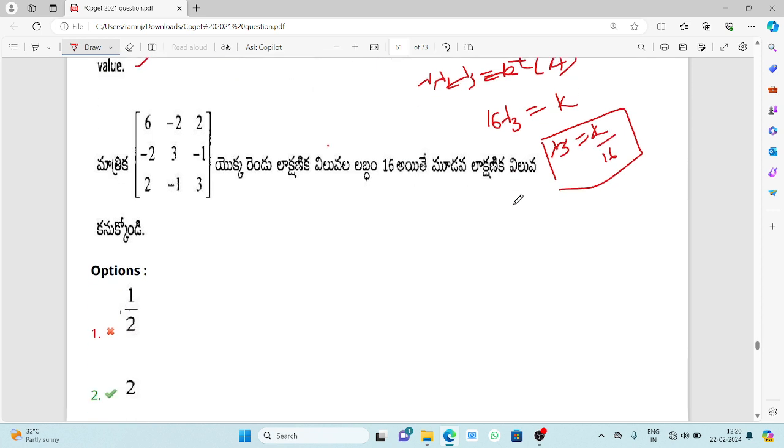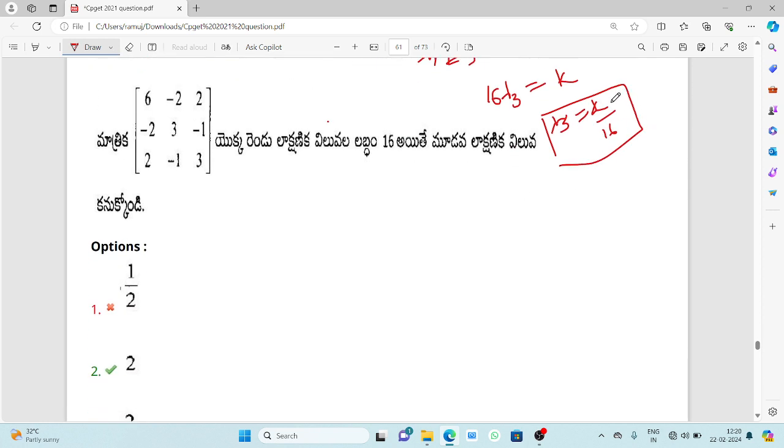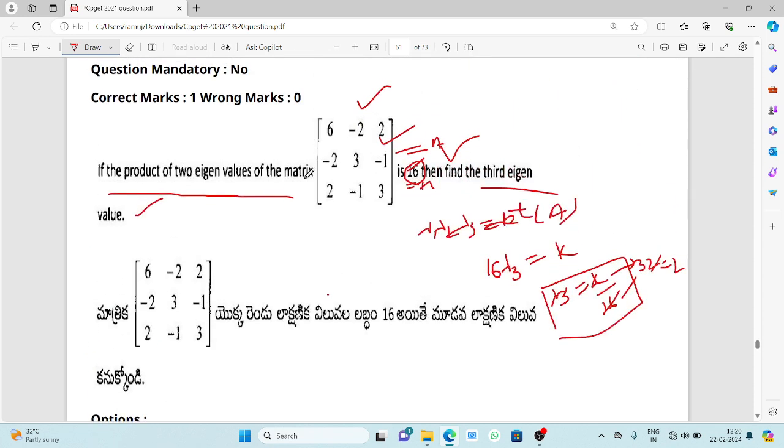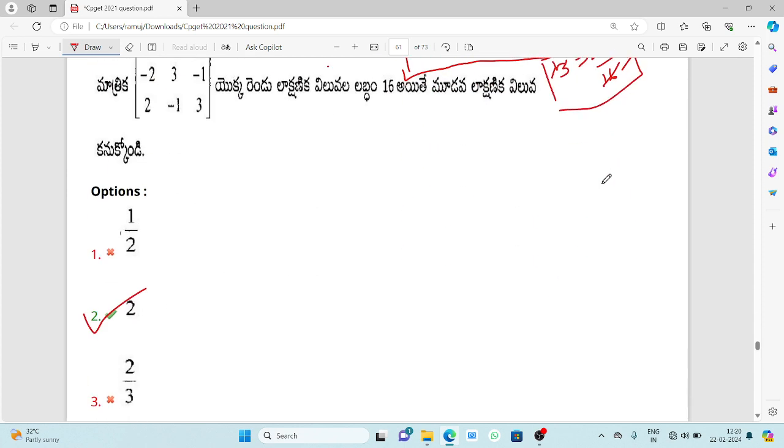In place of k, you will get 32. The determinant is 32, so 32 divided by 16 will give you 2. So that is the eigenvalue for this matrix. You need to know this method of how to approach the question whenever he is asking for the product or the sum of the eigenvalues.